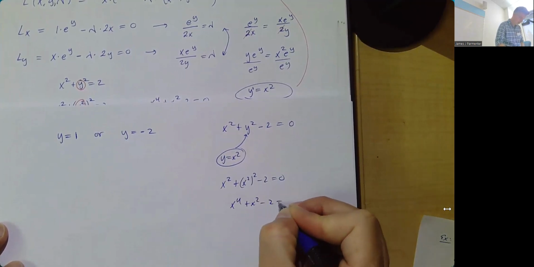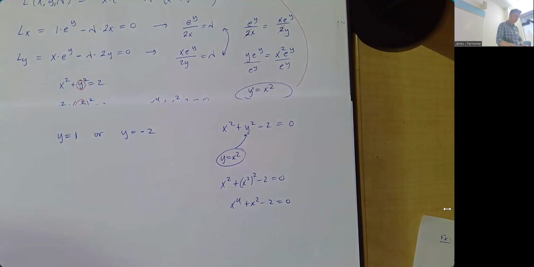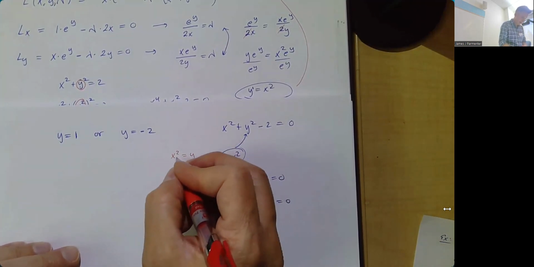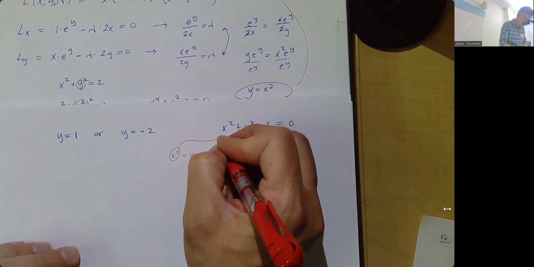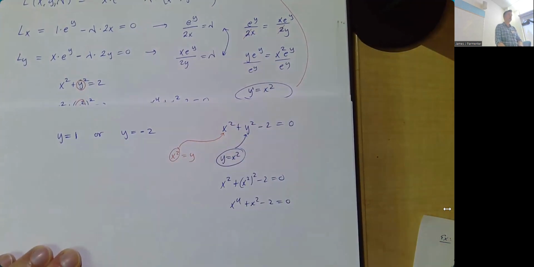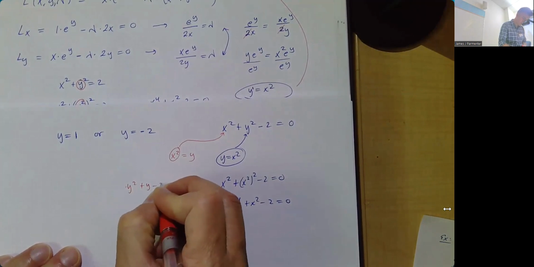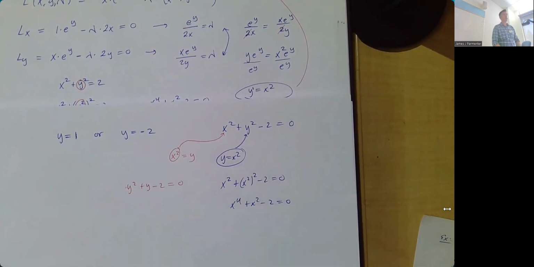But they said, well, James, you have x squared, and x squared is equal to y. So take what x squared is equal to and replace x squared with that. And then you've got y squared plus y minus 2 equals 0. That is also a perfectly fine way of doing it. That's what's happening there.